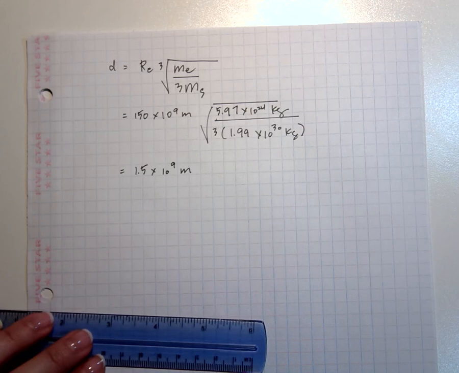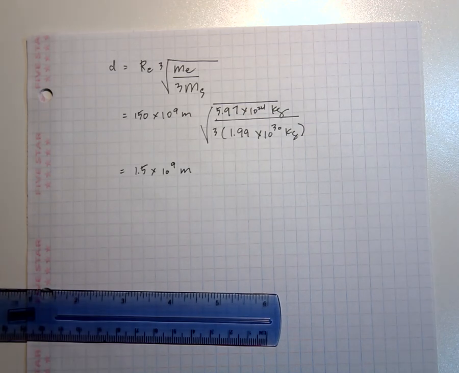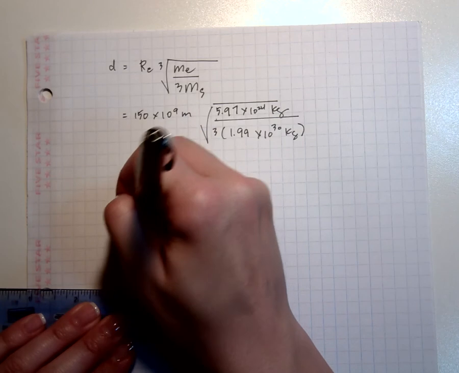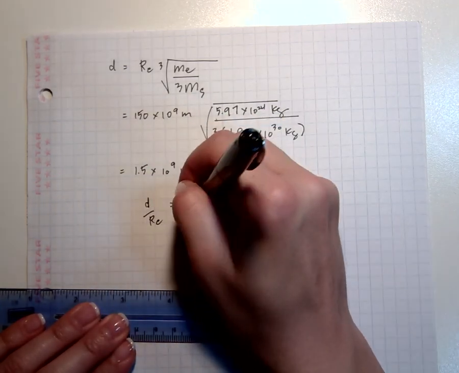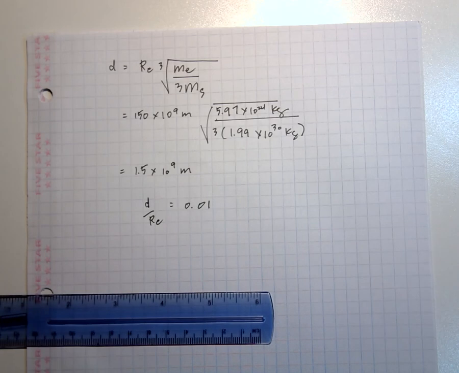Now, we applied the binomial expansion to this. If indeed we look at the ratio of d to r sub e, it's equal to 0.01. So those two numbers compared, d is 1% of the orbital radius of the Earth. So the binomial approximation is indeed applicable here. So it was a fair thing to do because, yes, d is pretty small compared to the orbital radius of the Earth.